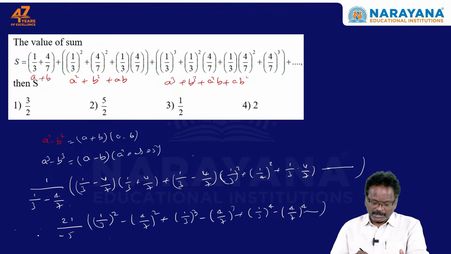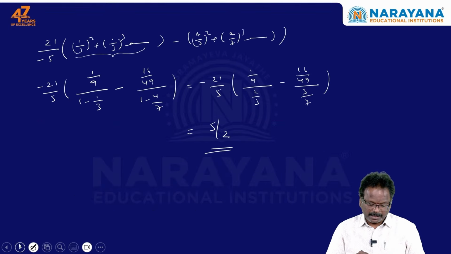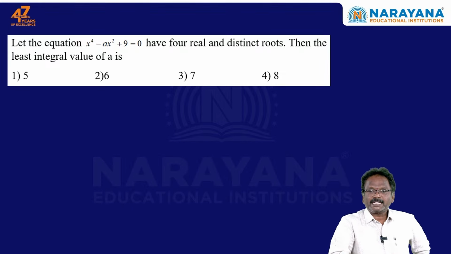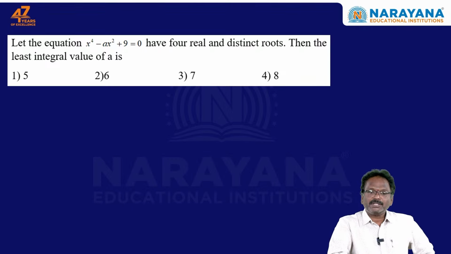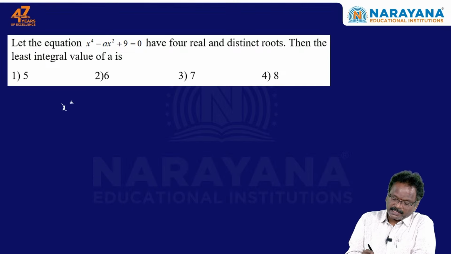Now, next question in mathematics is: let the equation x power 4 minus ax square plus 9 equal to 0 have 4 real and distinct roots, then the least integral value of a. This is from expressions and equations. Here x power 4 minus ax square plus 9 equal to 0.